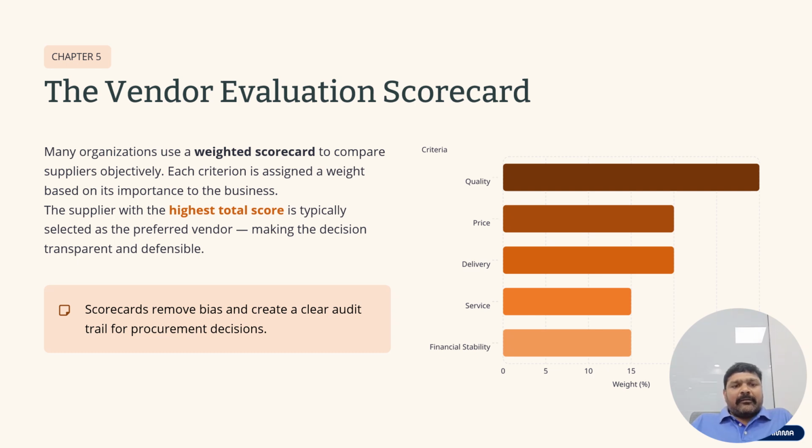Coming to the vendor evaluation scorecard, many organizations use a vendor scorecard. Example: criteria versus weightage. Quality 30%, price 20%, delivery timeline 20%, service 15%, financial stability 15%. The supplier with the highest score may be selected as the preferred vendor.